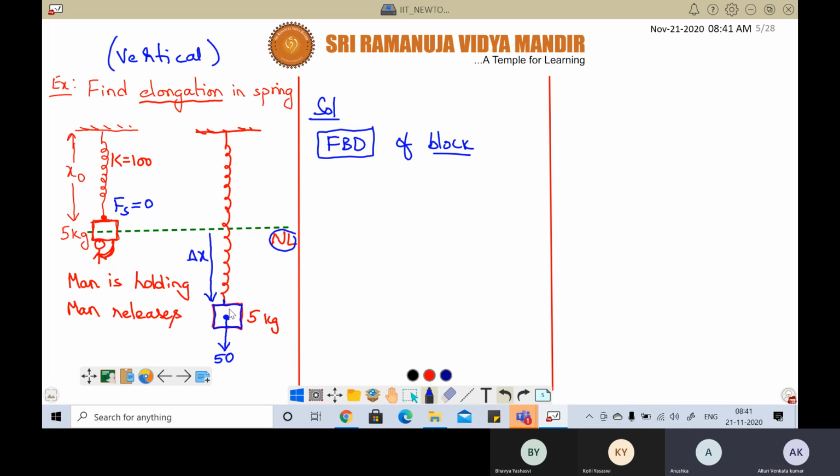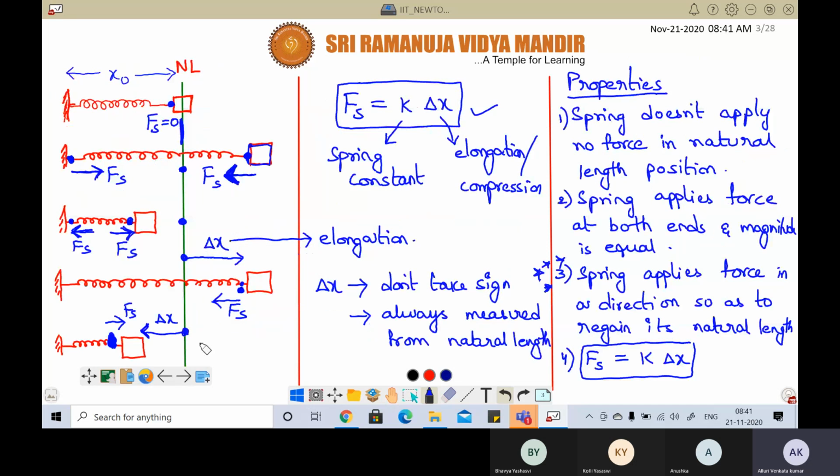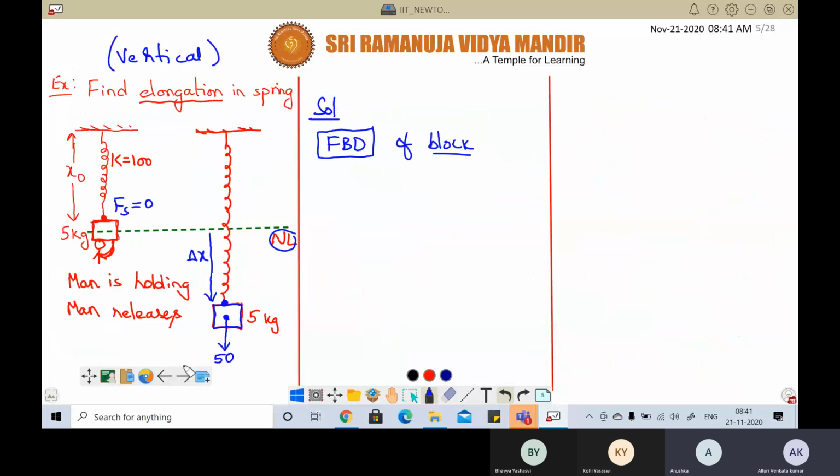What other force is acting on the block? Spring force, sir. Which side? Downward? To know the spring force direction, what I told, the third point: it applies force in the direction to regain its natural length. Now natural length is here, so it will go upward. This end will go downwards. That is the easiest way.